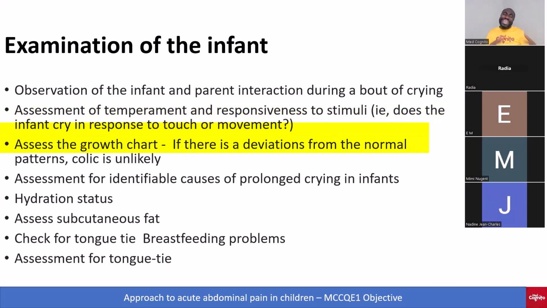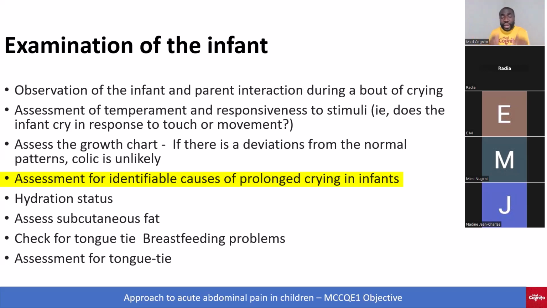And then you also want to assess the growth chart of the baby. If the growth chart is abnormal, then colic is likely not the cause. So if I give you an MCQ and tell you the child has been crying inconsolably, and you review the growth chart and it shows that the child is not gaining weight, likely it is not because of colic. Likely there's a different pathological condition causing that. Then, assessment for identifiable causes of prolonged crying in infants. So that's what we went through from head to toe.